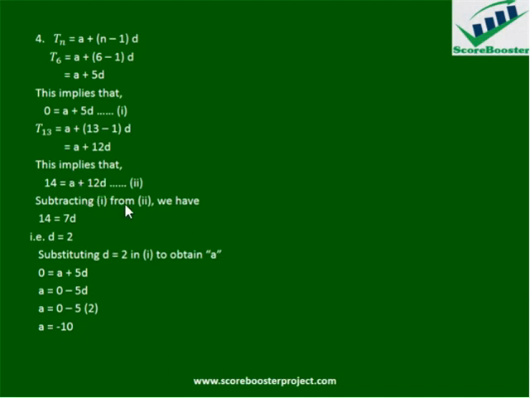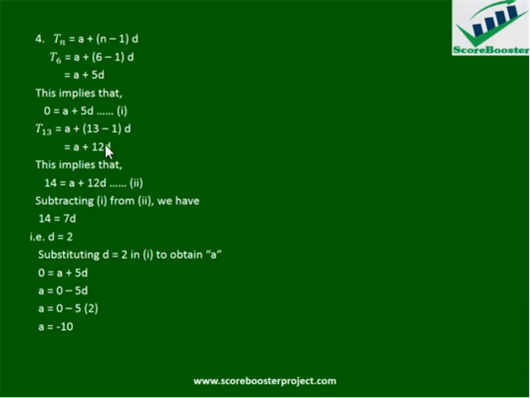So we subtract 1 from 2. We have 14 minus 0, which will be 14, a minus a will give 0, and 12d minus 5d will give 7d. So here we make d the subject of the formula, so we divide through by 7, and we have d equals 2. So now we have the value for d. We will use this value for d.